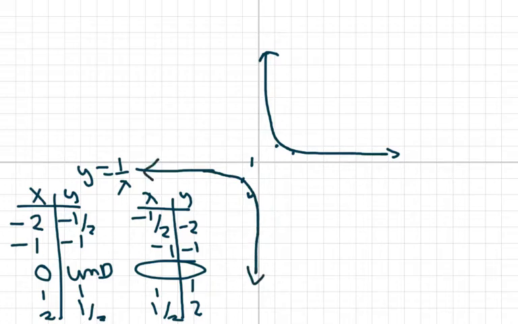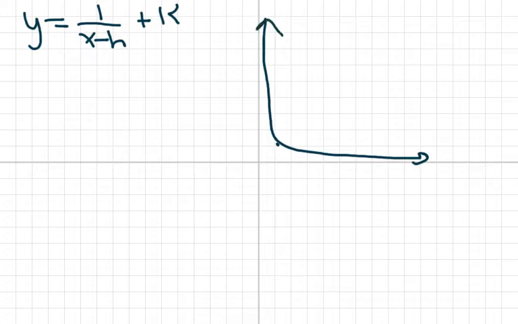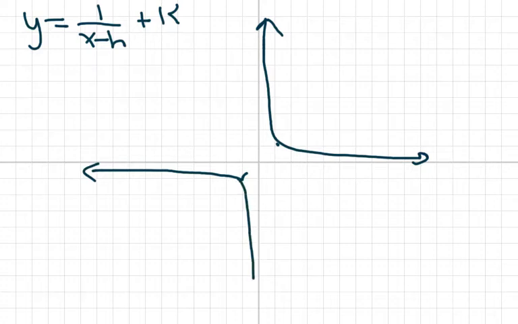Alright? And then we have to write the general form of this. The general form would be y equals 1 over x minus h, plus k. So I'm going to go ahead and graph the original. And then we'll do a horizontal shift. So for the horizontal shift, let's do y equals 1 over x minus 3. So we're shifting everything over by 3.